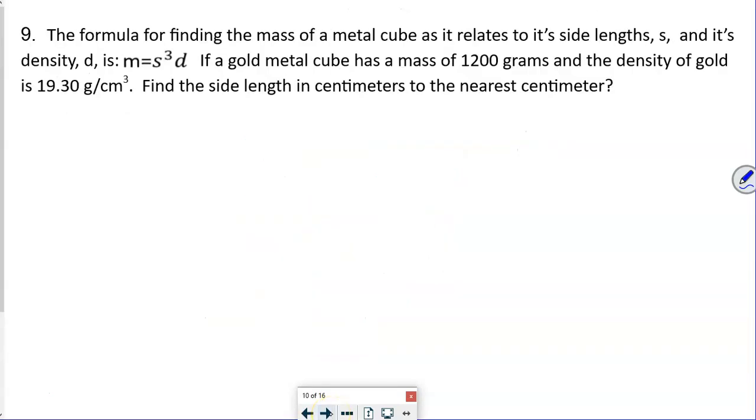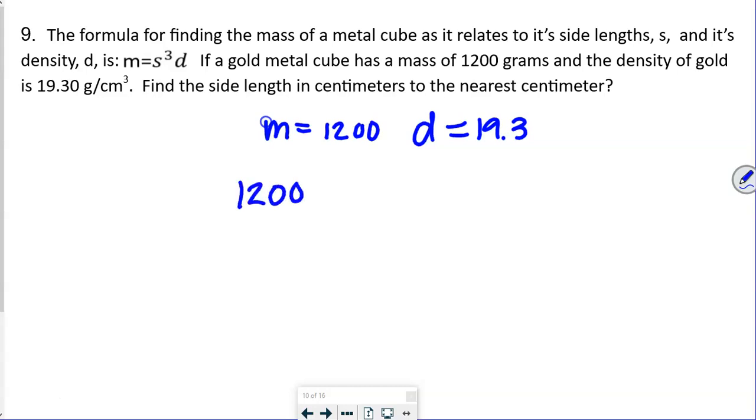All right, let's do our next word problem. This one says the formula for finding the mass of a metal cube as it relates to its side length s, and its density d, is m equals s cubed d. If a gold metal cube has a mass of 1,200 grams, so we're going to say m equals 1,200, and the density of the gold is 19.3, find the side length in centimeters to the nearest centimeter. Okay, so on this one, we're going to fill in this formula exactly like we got here. So that's 1,200 equals s cubed times the density, which is 19.3.